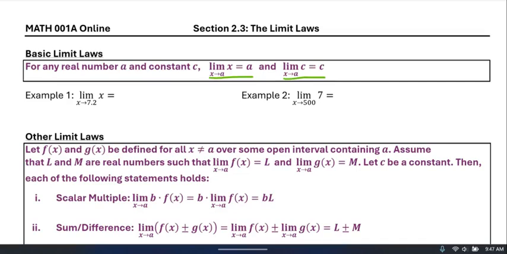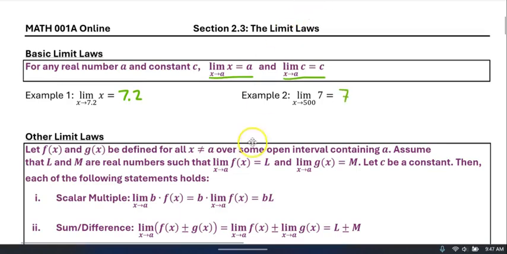The first one, limit as x approaches 7.2 of x, just 7.2. The second one to the right, the limit as x goes to 500 of 7. The 500 has no effect on this since it's just a constant function 7. It will always remain 7.